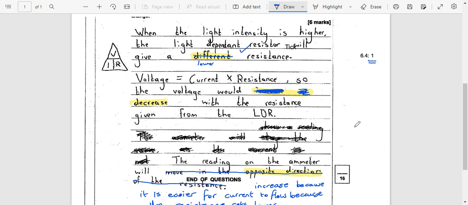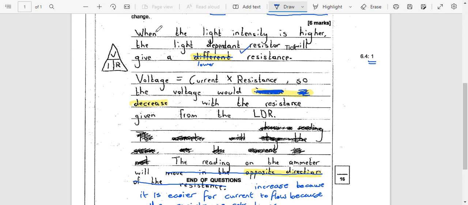They could also, if the student had written when the light intensity is less, they could have given the exact opposite answer and still got the marks. If the light intensity was less, then the resistance would be higher. That would make the voltage increase, which would make the current decrease. So it would just be the opposite of what we've written. So hopefully with that, they would gain more marks.